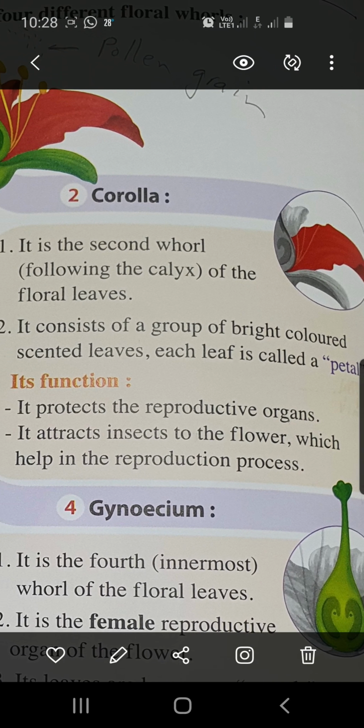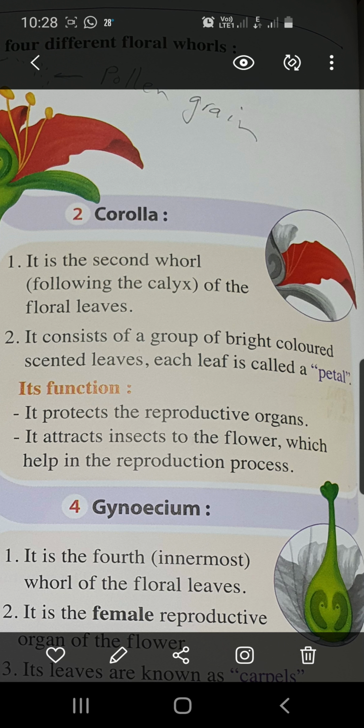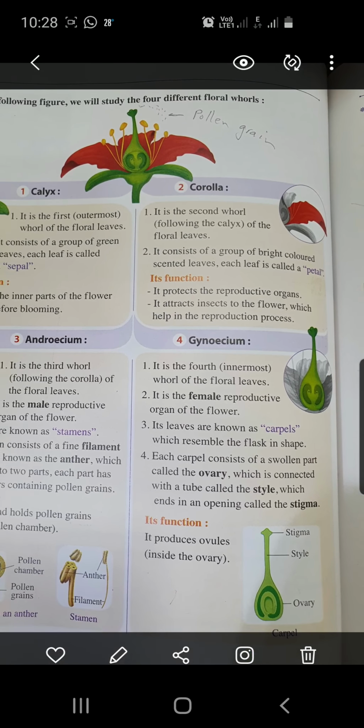Number two, the second whorl of the flower is called corolla, and it is a colorful whorl. Its leaves are called petals. It is the second whorl after the calyx. It consists of a group of bright colored scented leaves. Each leaf is called petal. So the corolla is made of many petals. Its function: it protects the reproductive organs and it attracts the insects to the flower, which help in the reproduction process. It helps in pollination of the plant.